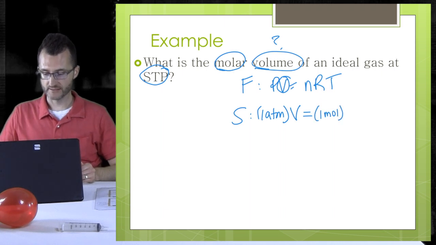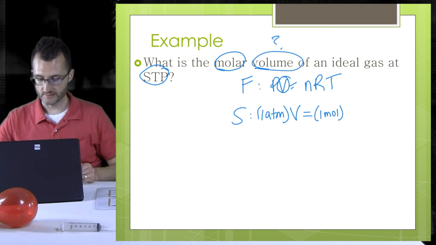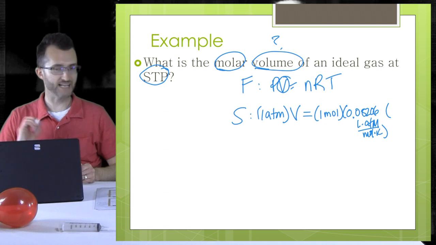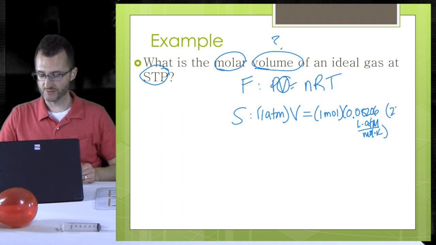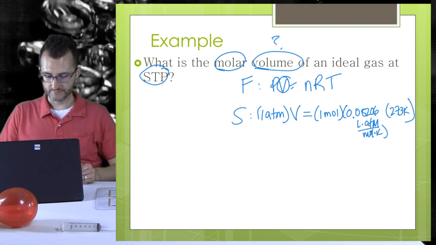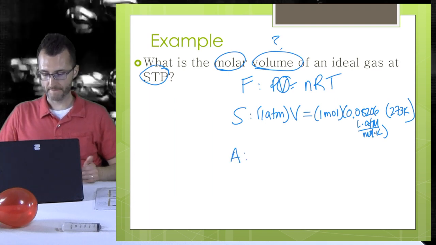Yep. R should be pretty easy too. That's a constant, 0.08206. That's atm liters over mole Kelvin. Put that down below for space. And then temperature. Oh, standard temperature again. It has to be Kelvin, so 273 Kelvin. So we actually got numbers from a question that had no numbers in it.